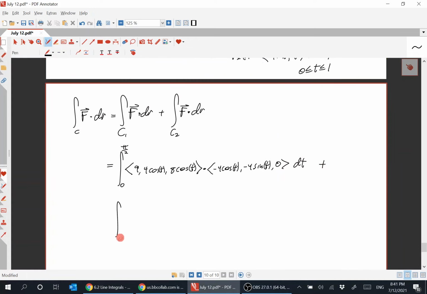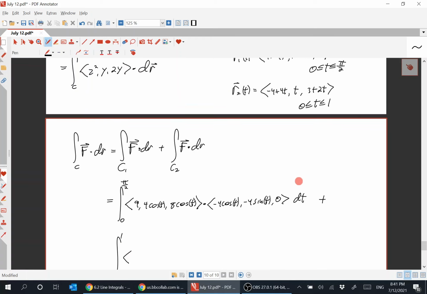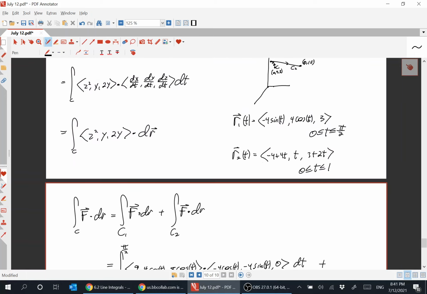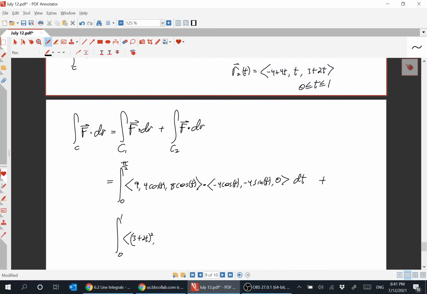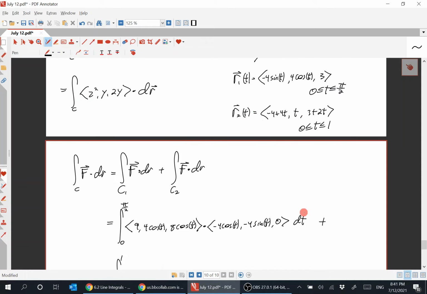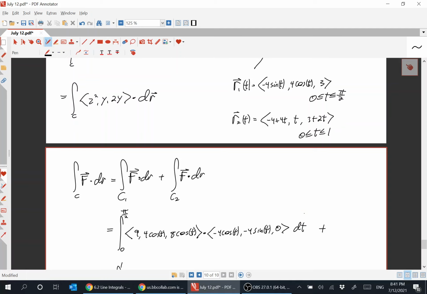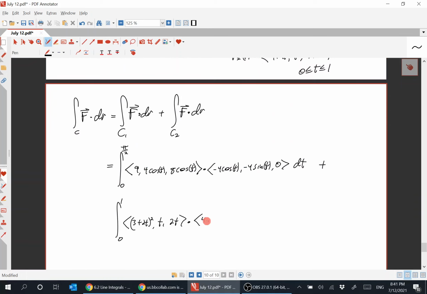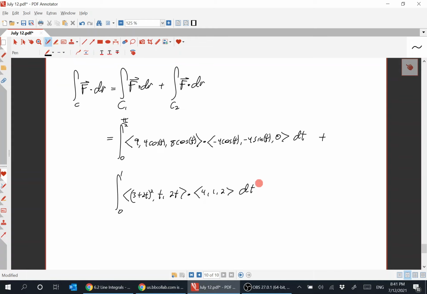Plus the integral over the second part, z squared is 3 plus 2t, y and 2y, t and 2t, dot r prime, which in this case is 4, 1, 2, right? 4, 1, 2, dt. So we've got these two integrals here, and we're going to add.